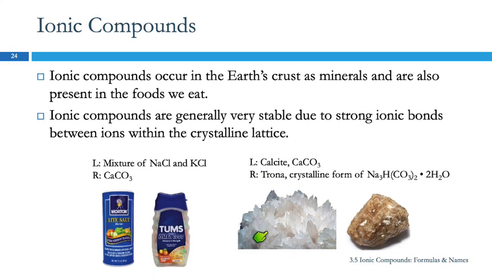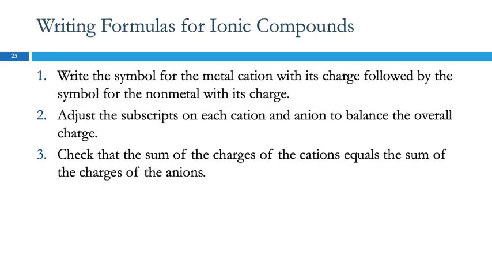This is calcite, a mineral that makes these beautiful crystals. That's CaCO3. And then this one's known as trona, and it's a crystalline form of this mess. But here we see sodium and some other nonmetals, so that's also an ionic compound. You don't need to know those guys, it's just some pictures to show you. So we are going to learn how to write the formulas for ionic compounds.